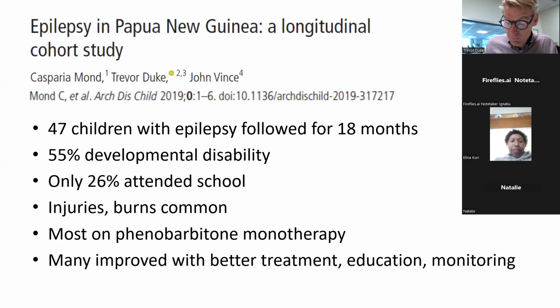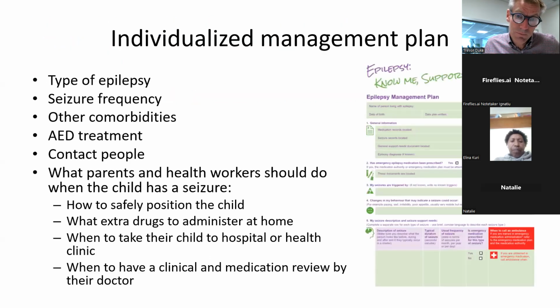But when epilepsy was managed, as I've mentioned, with trying to identify what medication works best, trial and error with different medications, adjusting medications properly, then many had a better outcome and much improved seizure control with better treatment and education of parents and monitoring. And so this is a very good paper. I'd recommend you read this paper to know about epilepsy in Papua New Guinea.